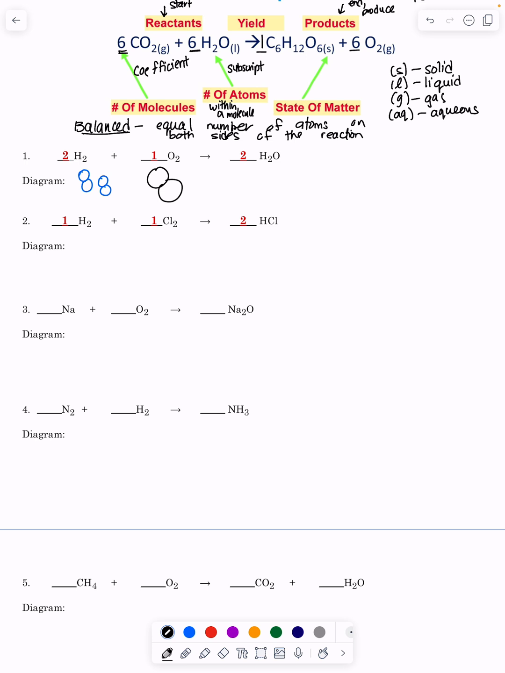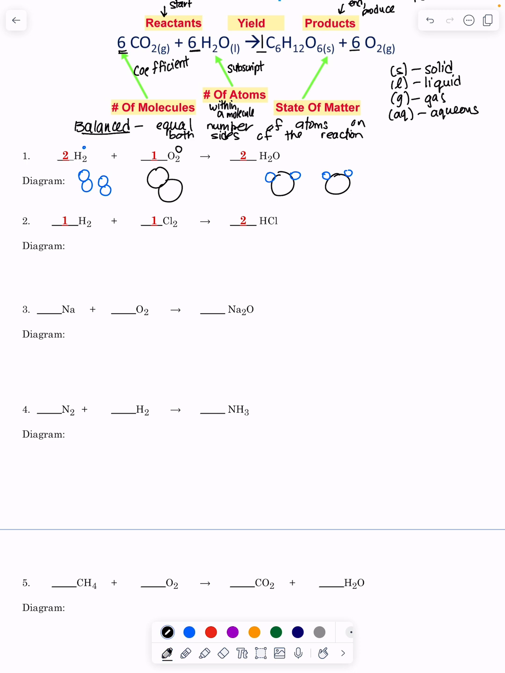And I get 2 H2O. Well, I represented an H with a blue circle, and I represented an O with a black circle. If I want to do H2O, there are 2 H's and 1 O. So I'm going to have 1 O, 2 H's. This is H2O. That coefficient in front, that 2, tells me that there are 2 of them. So I'm going to make another one here.